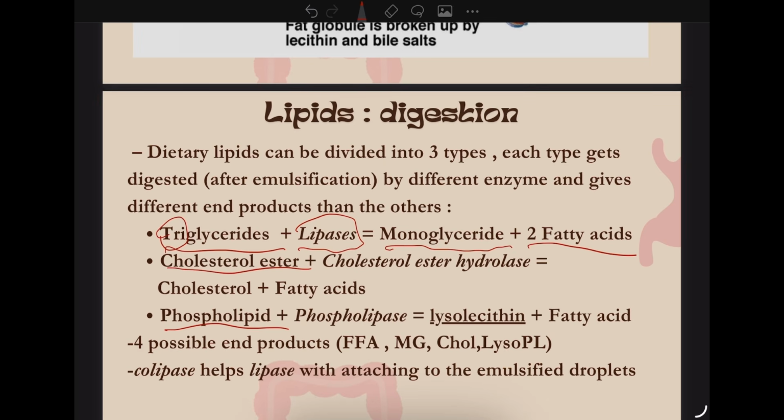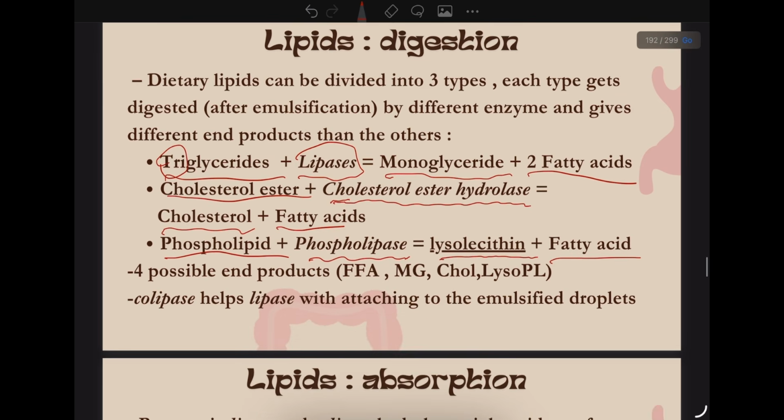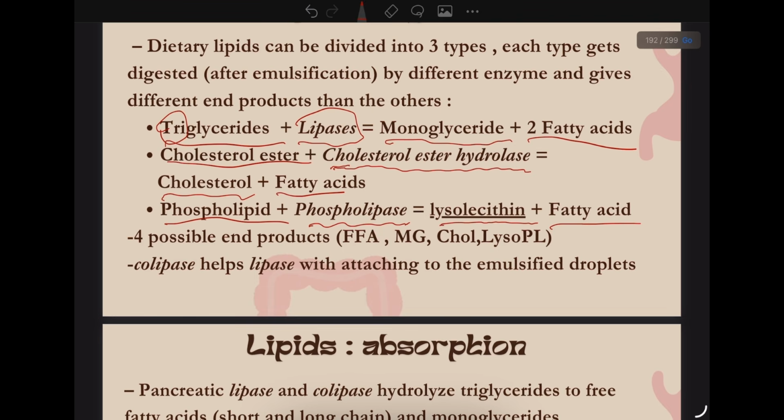Cholesterol ester is digested by cholesterol ester hydrolase, from the name, and it gives us cholesterol and fatty acid. Phospholipase, from the name, gives us lecithin and fatty acid. So all of them give us fatty acid plus something. So 4 possible end products: either free fatty acids, monoglyceride, cholesterol, or lysolecithin.